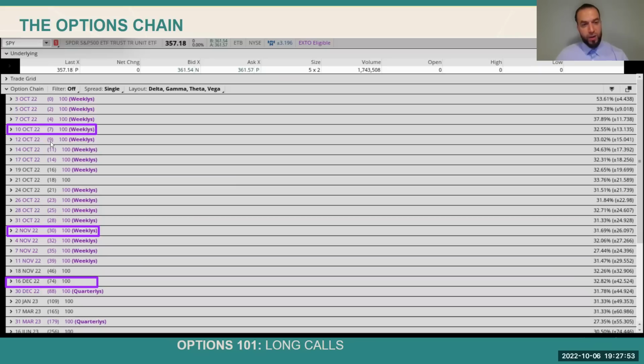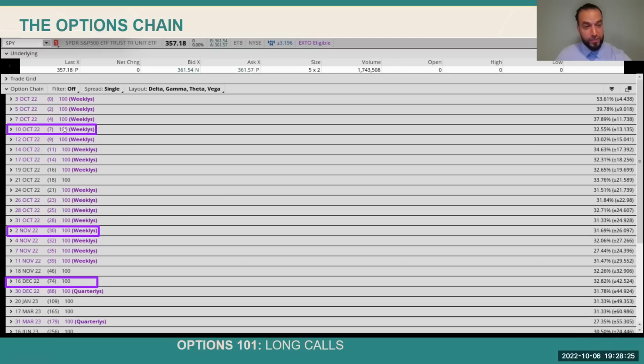But if we compare the expiration dates, then we can actually see exactly how theta works and how we should anticipate theta to work. So I highlighted 3 different expiration dates. Again, this was taken on Monday. I went with October the 10th, I went with November the 2nd, and I went with December 16th.